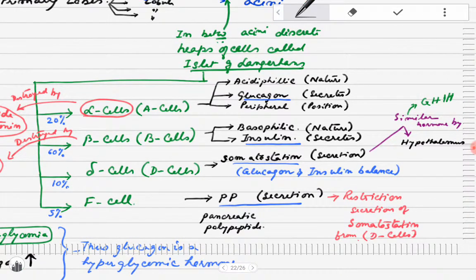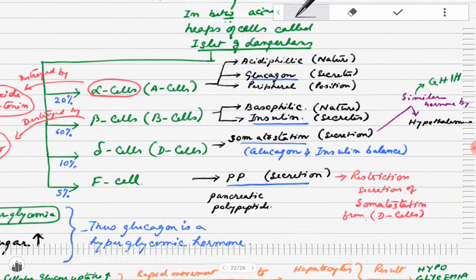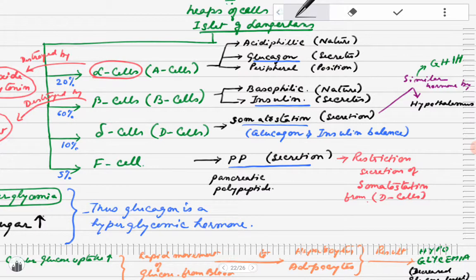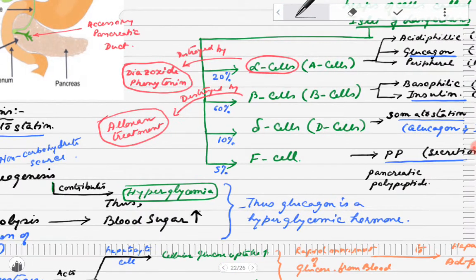Now it is a similar hormone to that secreted by the hypothalamus, GHIH. Now these F cells help in pancreatic polypeptide secretion and regulate the secretion of somatostatin from the D cells. Now alpha cells are destroyed by diazoxide and phenytoin, and beta cells are destroyed by alloxan treatment.